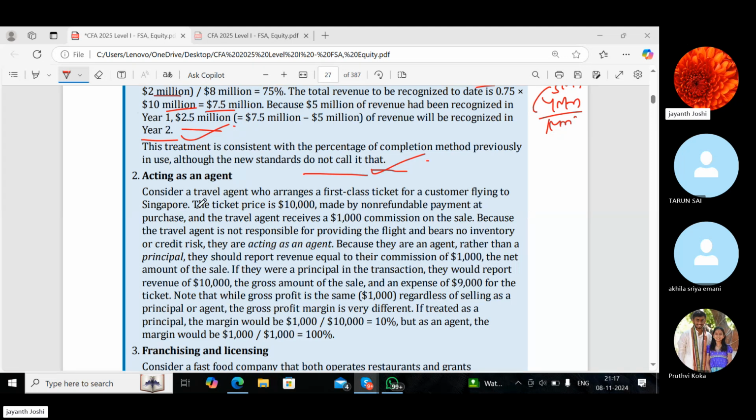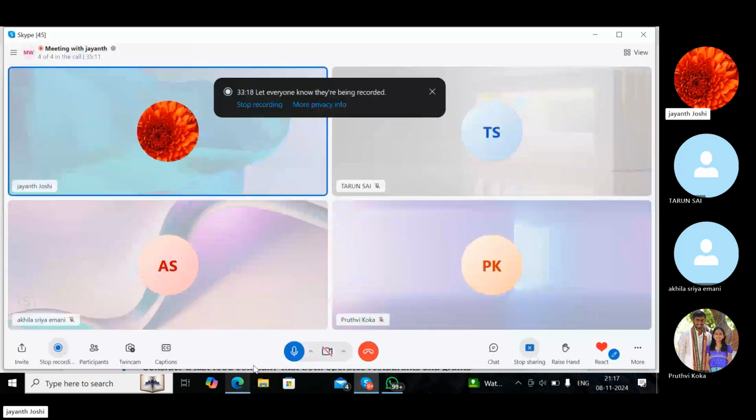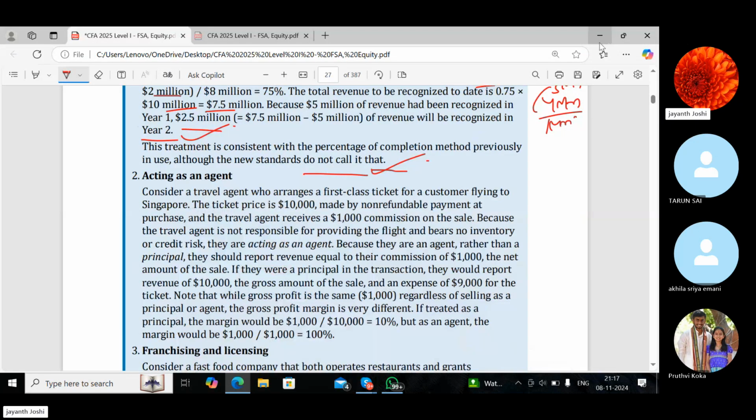So acting as an agent, you remember the chapter called consignment, which you have studied in your 10+2 days. So consider a travel agent. Consignment also is something whereby you send the goods to the agent. They sell the goods to customers. They deduct their commission from the price they receive, and they give back the money to the seller. That was in consignment. Let us see what example these people are giving right now.